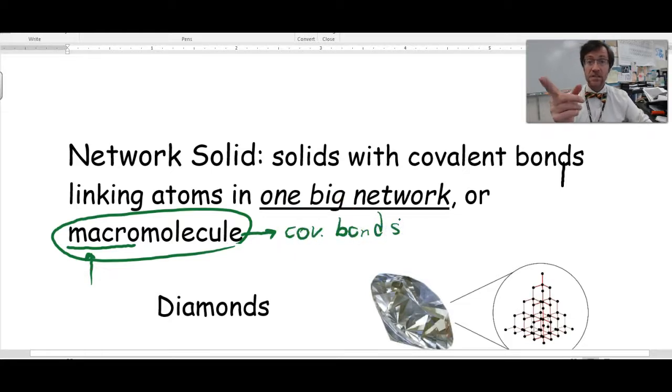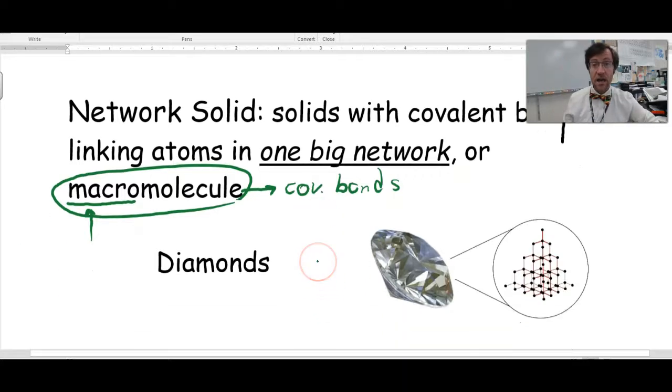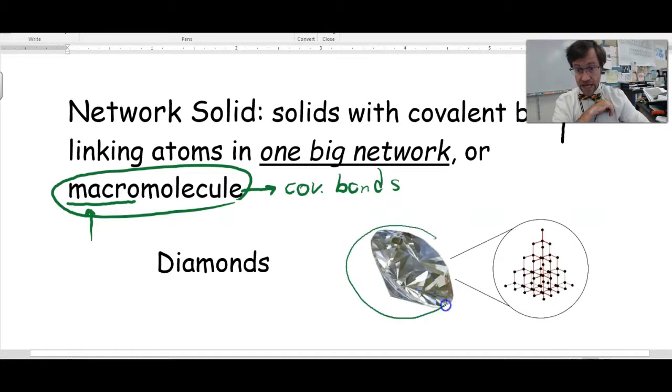Remember before, like we said, anytime we say the word molecule, covalent bonds, a perfect example of this is, well, diamonds. Diamonds are all carbon atoms linked together via covalent bonds into one giant structure. So this right here, this diamond, that is one molecule of diamond.